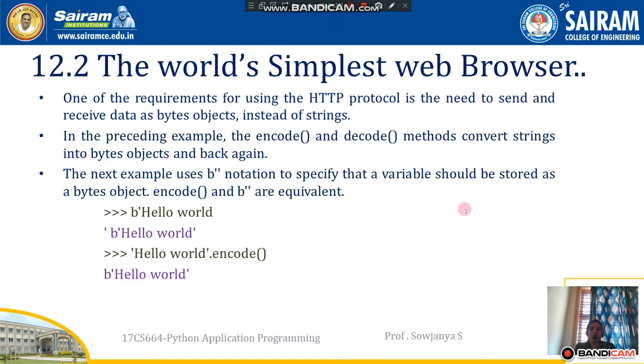When you print b hello world, that means encoding hello world. In the same way, hello world encode is the same as b hello world. That is what it is storing in this particular encode. So that is another simple example.